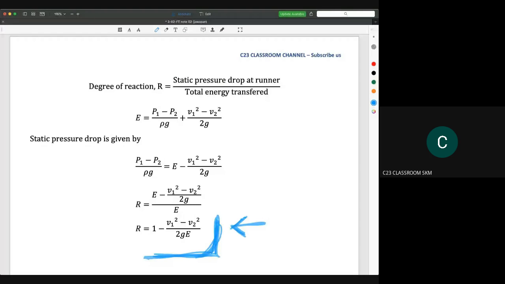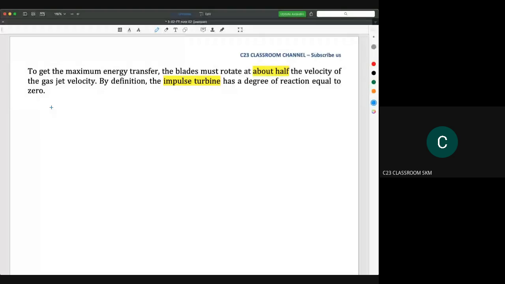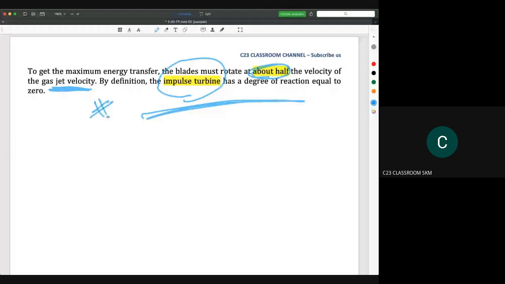To get the maximum energy transfer, the blade must rotate at about half the velocity of the gas jet velocity. By definition, the impulse turbine has a degree of reaction equal to 0. This is the statement for the impulse turbine. Later in the next chapter, we will derive the idea of about half the velocity of the gas jet velocity. This is the idea, because in an impulse turbine we don't have degree of reaction.